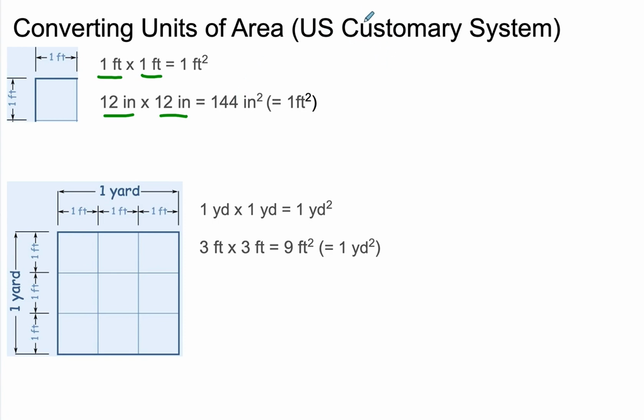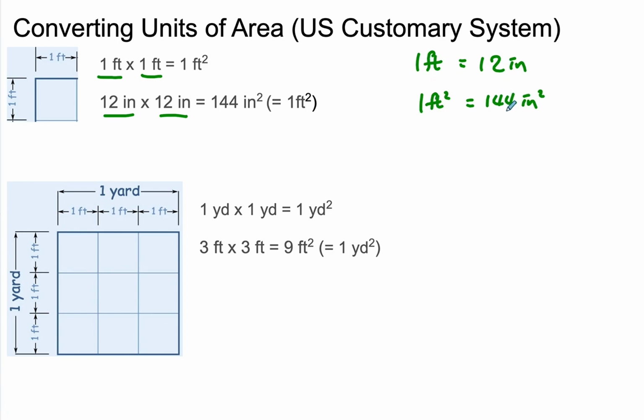And I want you to compare this. So when you are given a length, 1 foot is equal to 12 inches. So it has a 1 to 12 ratio. When you are changing that to square, so 1 foot squared, that is equal to 144 inches squared. What do you notice?